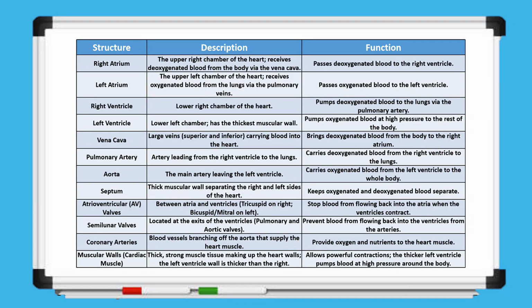Overall, this table summarizes all the important features of the mammalian heart, along with their structures and functions, making it easier to learn and remember. Let's go through each component one by one.